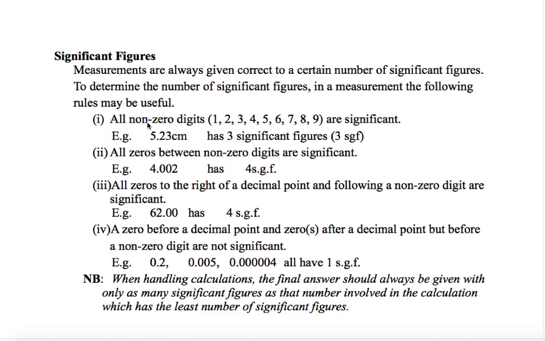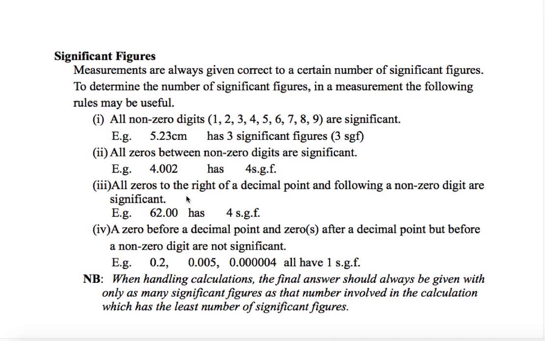All non-zero digits, 1 up to 9, are significant. For example, 5.23 centimeters has 3 significant figures. All zeros between non-zero digits are also significant. For example, here 4.002 has 4 significant figures because the zeros between non-zero digits are also significant.